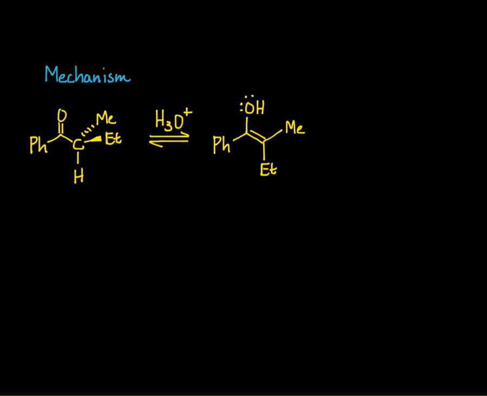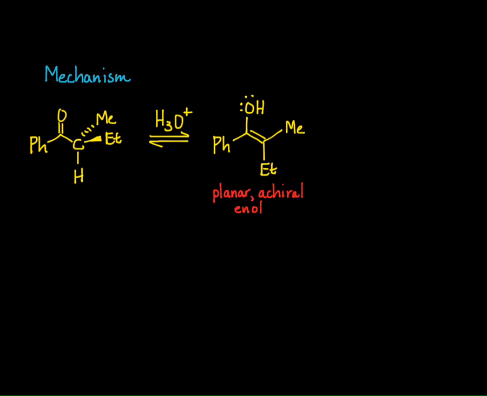Well, if I think about the structure of that enol, it is an alkene with an alcohol coming off of it, and therefore the alkene itself is planar, and it's achiral. So the enol itself is planar and achiral, and therefore when it goes back to the ketone, it can do so in one of two ways.